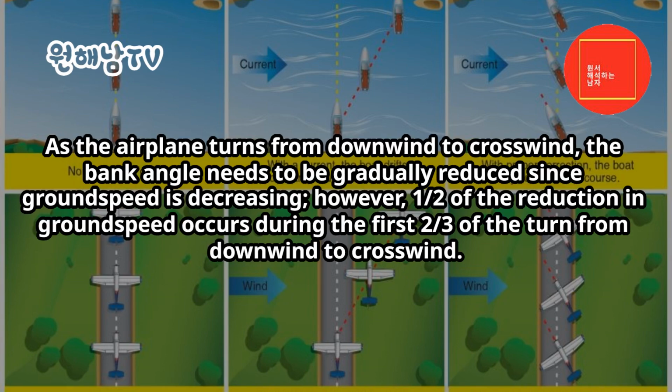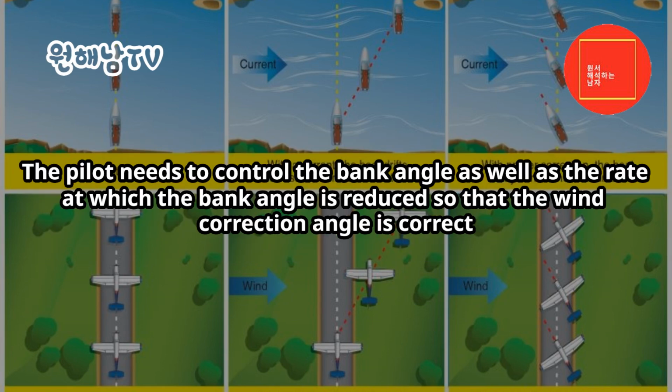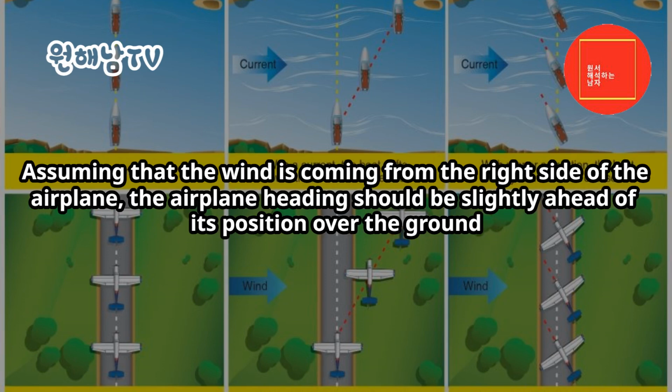As the airplane turns from downwind to crosswind, the bank angle needs to be gradually reduced since ground speed is decreasing. However, half of the reduction in ground speed occurs during the first two-thirds of the turn from downwind to crosswind. The pilot needs to control the bank angle as well as the rate at which the bank angle is reduced so that the wind correction angle is correct. Assuming that the wind is coming from the right side of the airplane, heading should be slightly ahead of its position over the ground.